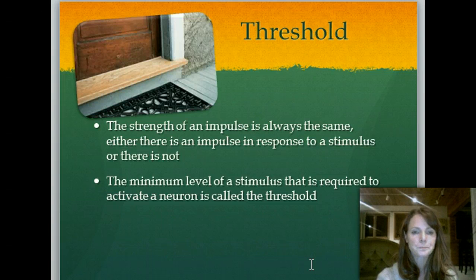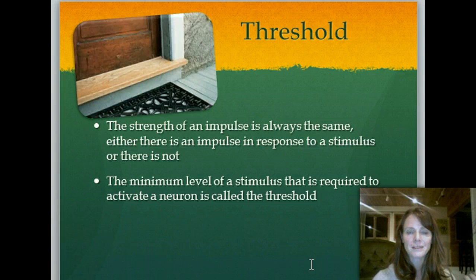The threshold, though, know this term. Let me go back. Let's talk about the threshold. The strength of an impulse is always the same. You're not going to have a stronger impulse with a stronger wind outside. So basically, if you have a nice tiny breeze versus a powerful wind, it's going to be the same stimulus. It's not that something that's more powerful is going to give you a more powerful stimulus, okay? It sends a signal to the brain, and all stimuluses are always the same. Either there's an impulse in response to that stimulus or there's not. So either you feel that wind or you don't, okay?